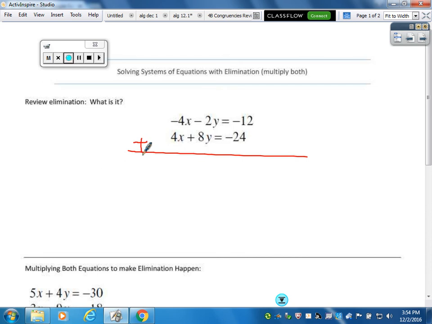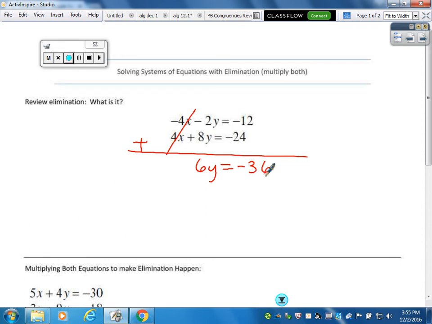Now this one is set up for us, and our x's are already going to cancel. You see how you have a positive 4x down here and a negative 4x up here? That's what we're looking for, opposite coefficients, just like that. If that was not happening, we could multiply one of the equations to make it happen. But this one's good to go, so negative 4 and positive 4 cancel. I've got negative 2y and positive 8y here, which makes 6y. So negative 2 plus 8 is 6. Bring down your equal sign, and negative 12 plus a negative 24 make negative 36.